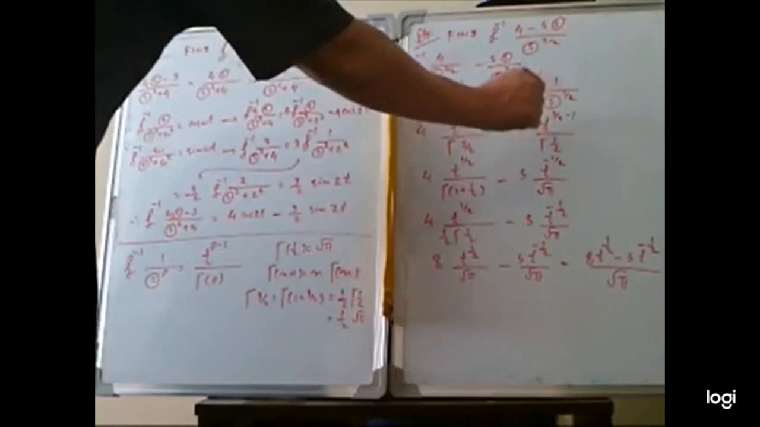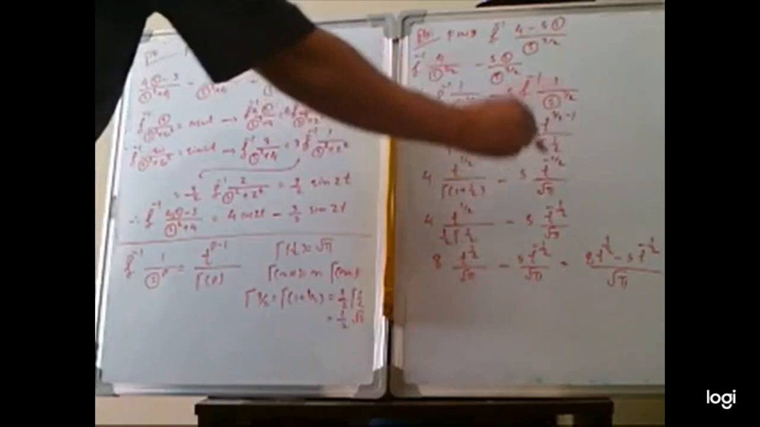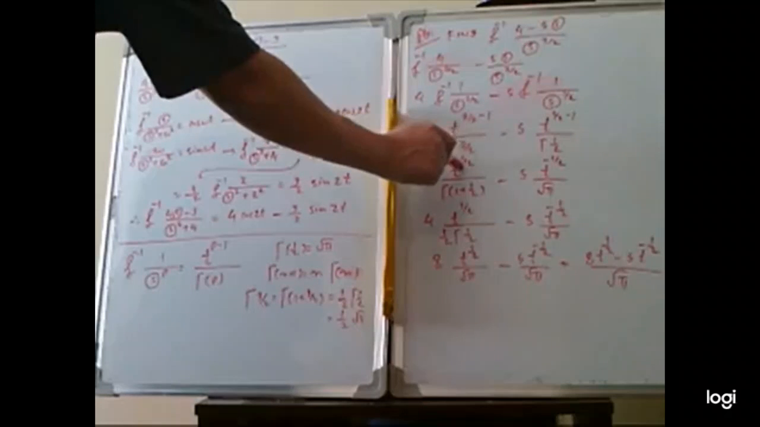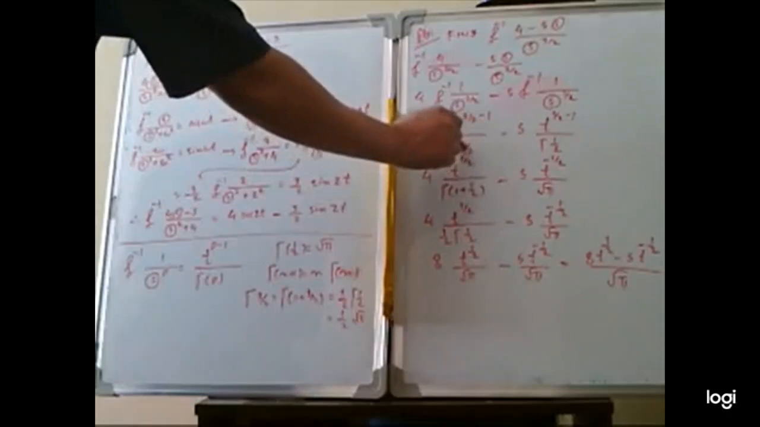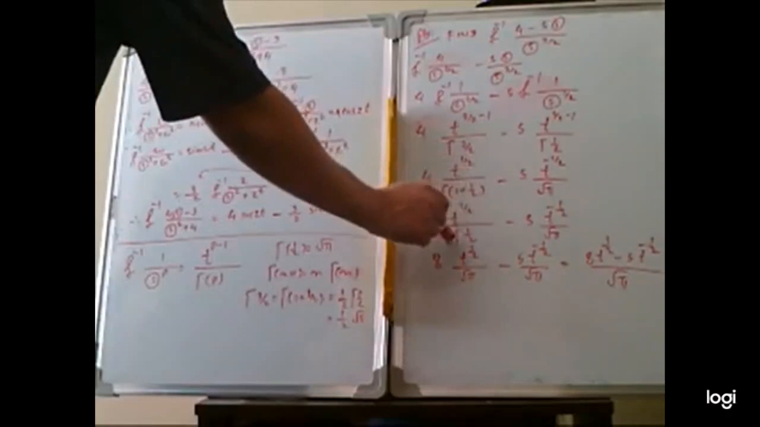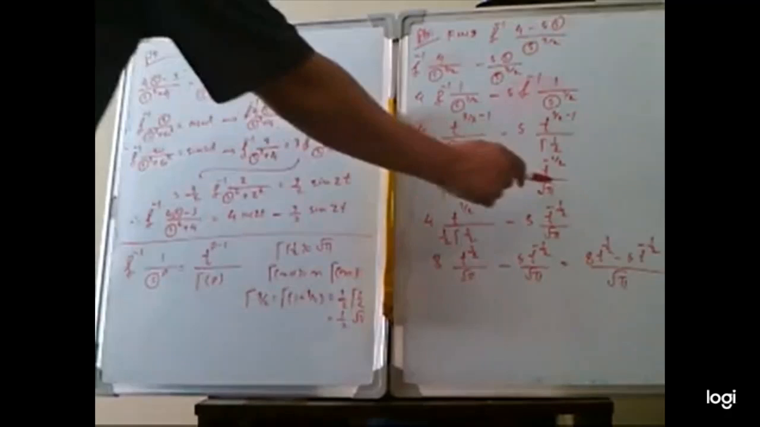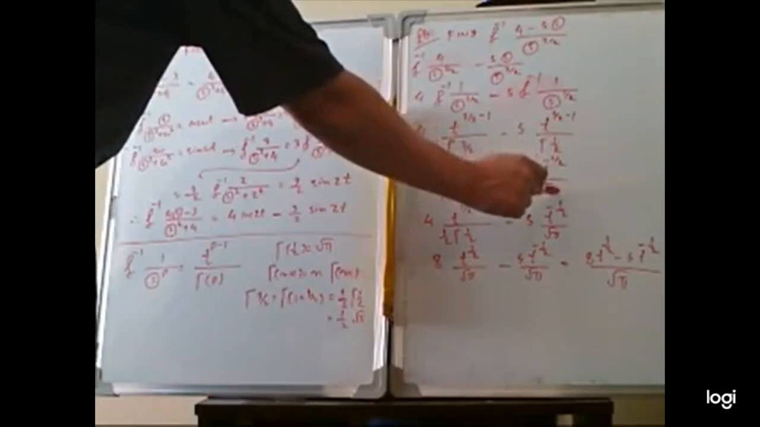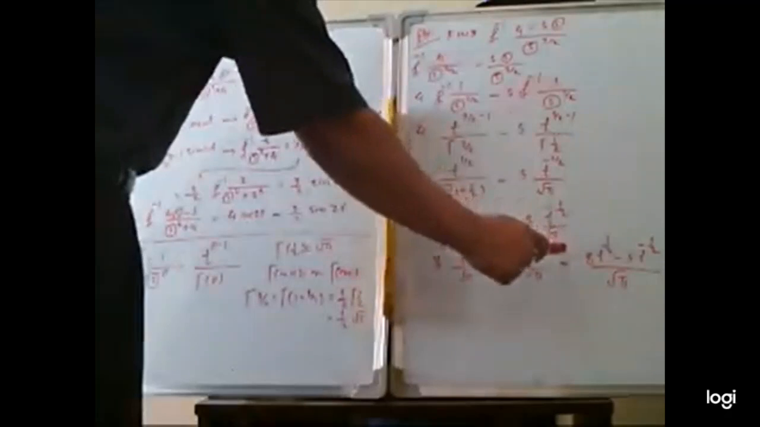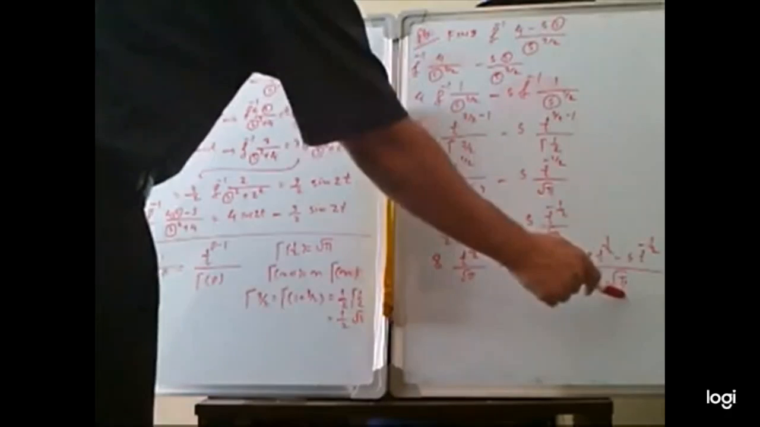Here, 5 into t power half minus 1 will be t power minus half, and gamma function half will be the square root of pi. The t power 3 by 2 minus 1 will be t power half, and for the 3 by 2, gamma function of 1 plus half will be half into gamma half, which is half into the square root of pi. And the other one is 5 t power minus half divided by square root of pi. So the final answer will be 8 into t power half minus 5 into t power minus half divided by square root of pi.